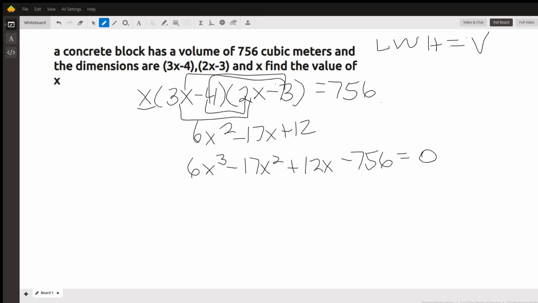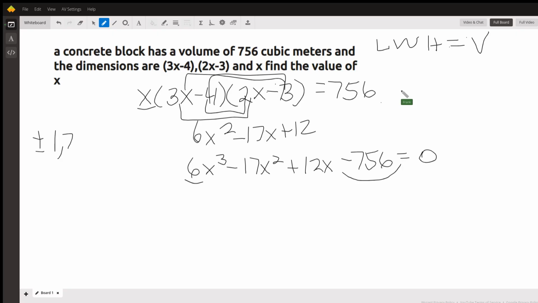Now, I've got to try to figure out what the zeros are. I can graph this on Desmos or graph it on my TI-84, some other calculator, and find out what the zeros are. Or I can use the rational roots theorem, all the factors of negative 756 divided by all possible factors of 6. So plus or minus, I'll write a few of them.